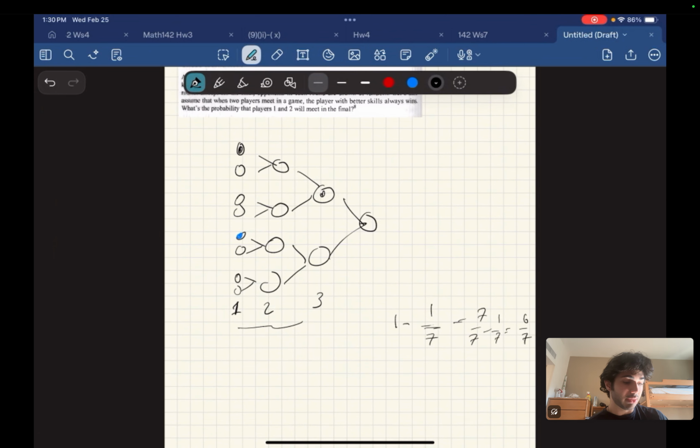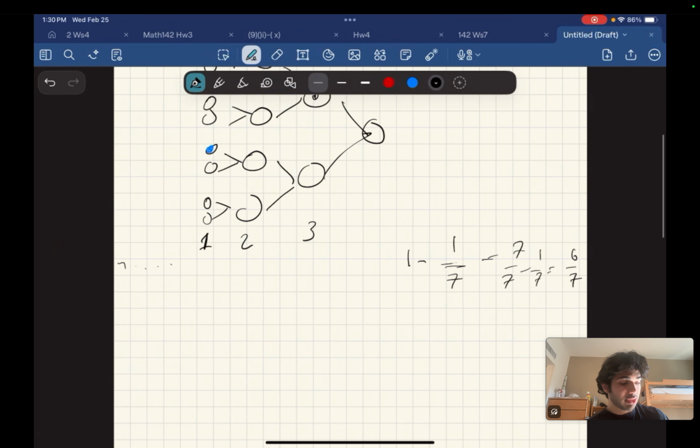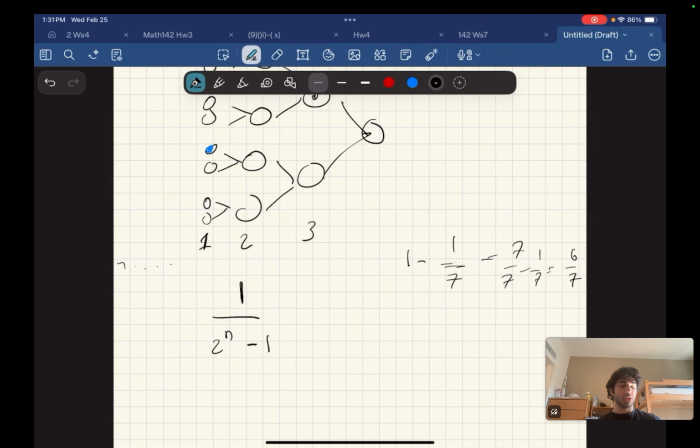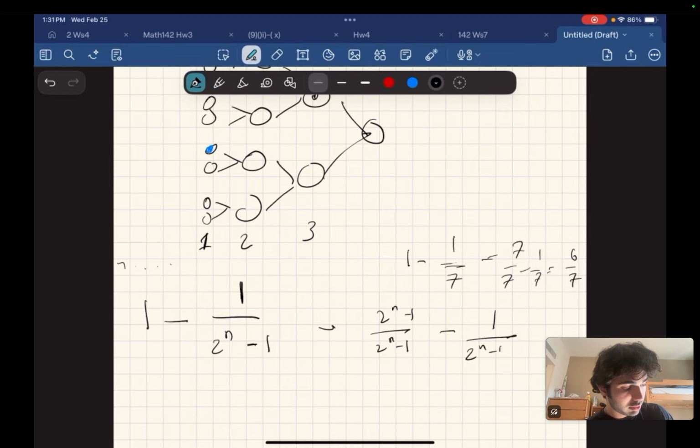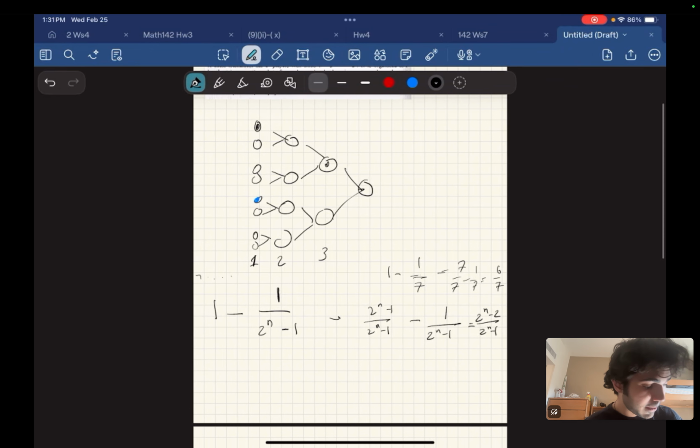Okay. That's for n equals 3, with 3 rounds. What if there are n rounds? Then there are 2 to the n players. Again, I can't play against myself, so there's one less option. The chance that I meet player 2 is 1 out of that, and the chance that I don't meet them is 1 minus that. So it's 1 minus 1 over 2 to the n minus 1, which equals 2 to the n minus 2 over 2 to the n minus 1. That's the chance that players 1 and 2 do not meet in round 1.